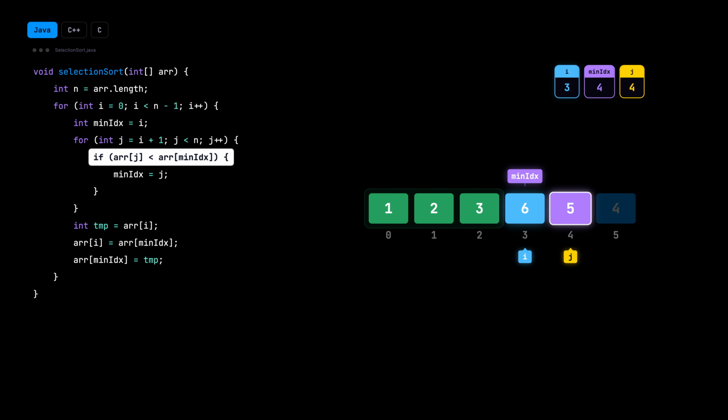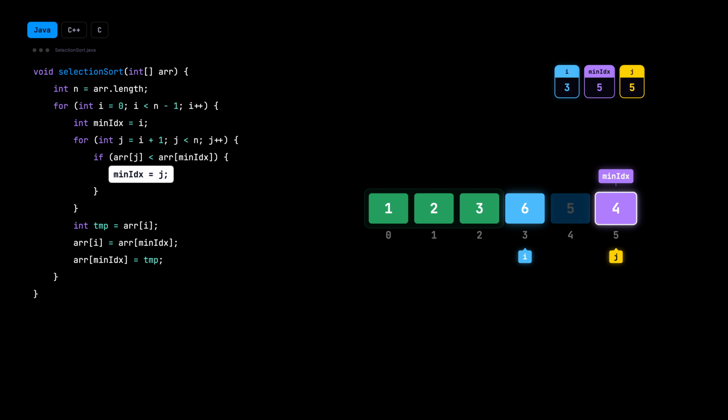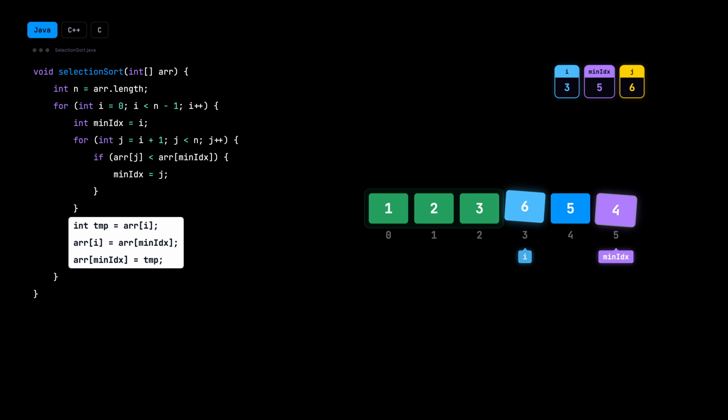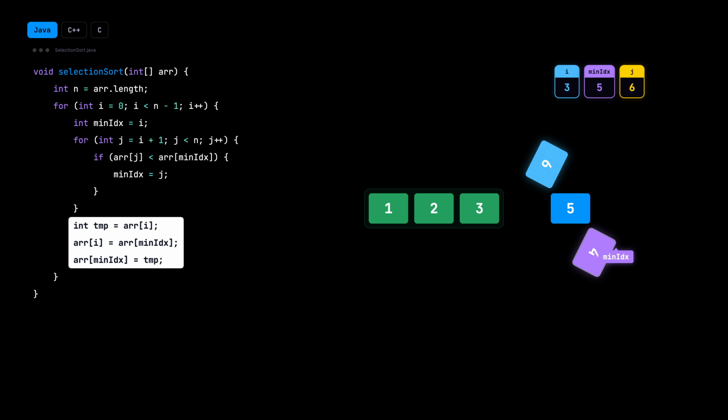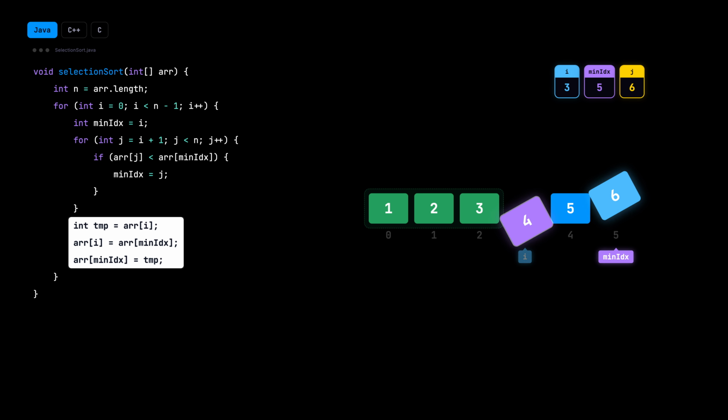j at index 4. 5 smaller than 6? Yes. min_idx moves to index 4. j at index 5. 4 smaller than 5? Yes. min_idx jumps again to index 5. Swap. 4 and 6 trade places. 4 is locked. The sorted region grows by exactly 1 each pass.